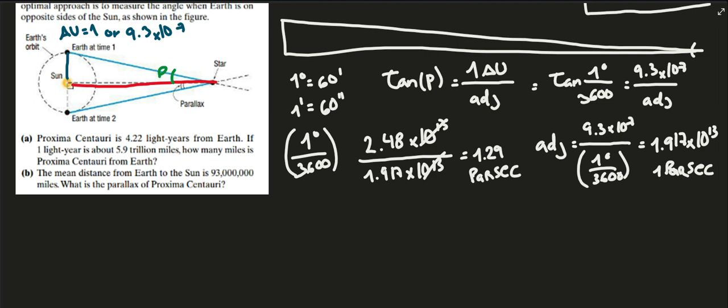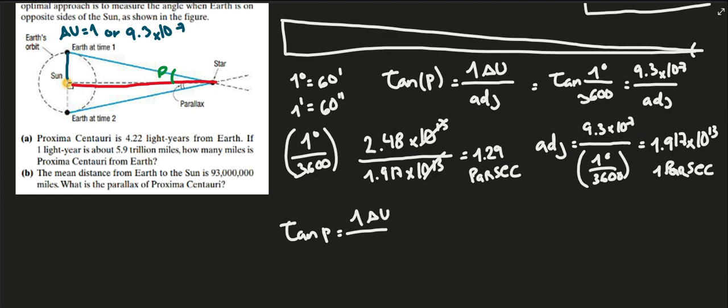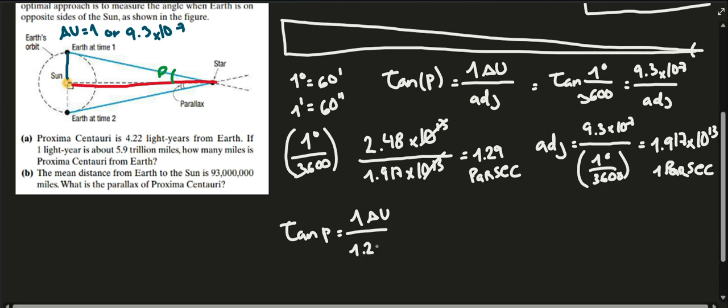So now we have all the right units. We have the parsecs, the angle measured in seconds of arc, and the astronomical unit. So now we can use trigonometry to find that angle. You have that tangent of P is equal to 1 astronomical unit over 1.29.